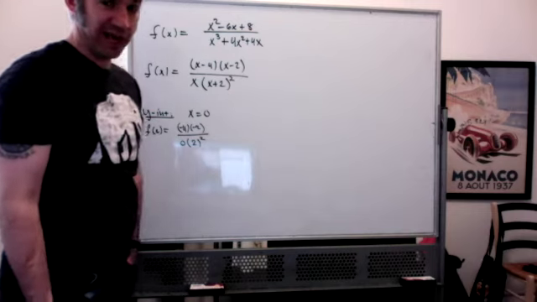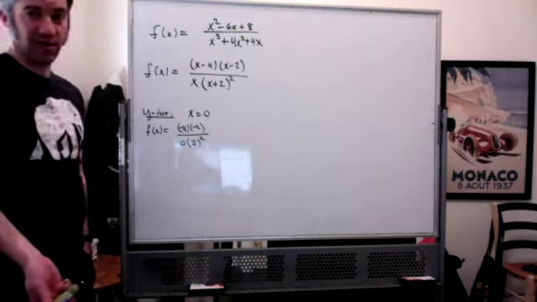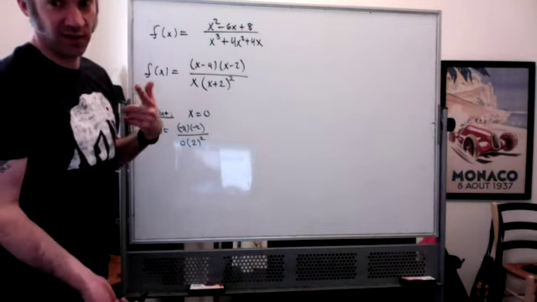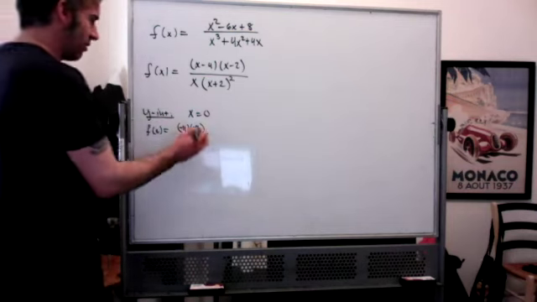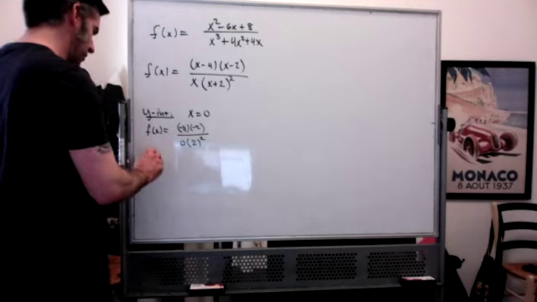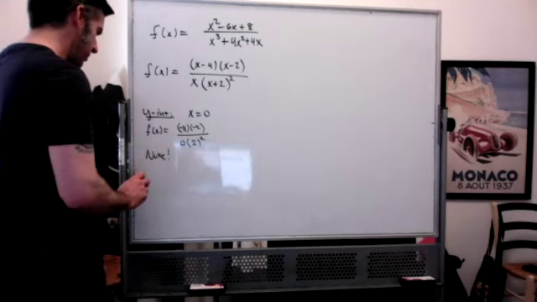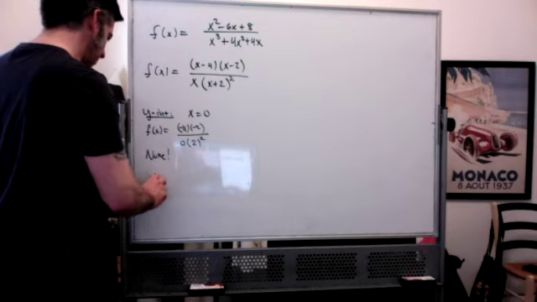Undefined. Right. We don't have a y-intercept at 0 because we have a vertical asymptote at 0. So right, if you get division by 0, we're like, oh, no y-intercept. Okay, x-intercept, we will have some.